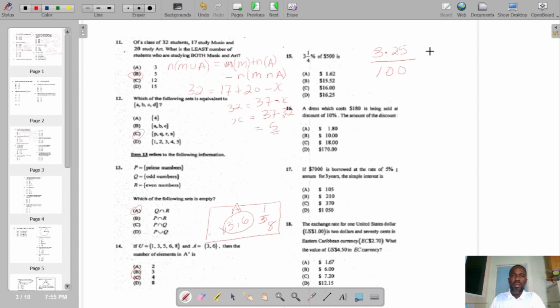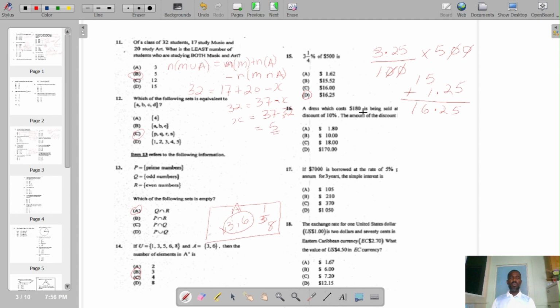Moving on to number 16. A dress costs $180 and is being sold at a discount of 10%. The amount of discount is? So we want to know what that discount is. The discount is 10%, which is 10 out of 100 times 180. So this 0 will cancel, that 0 will cancel, so our discount is equal to $18. The amount of discount is equal to $18.